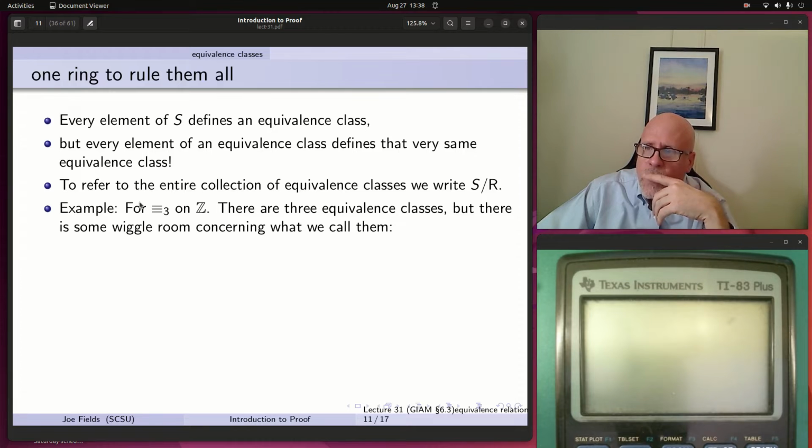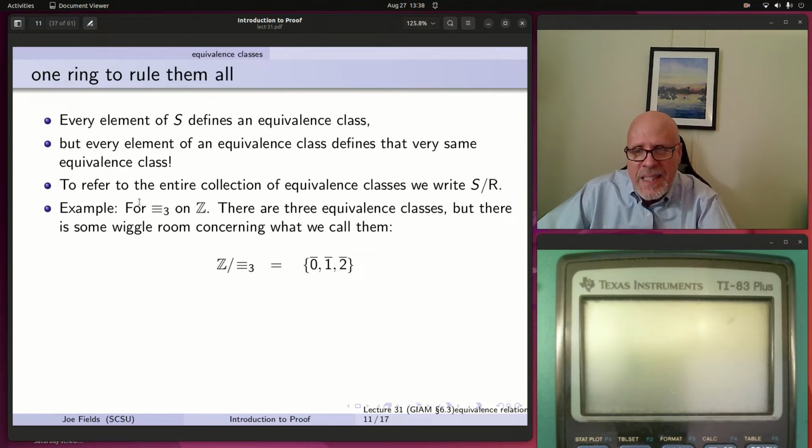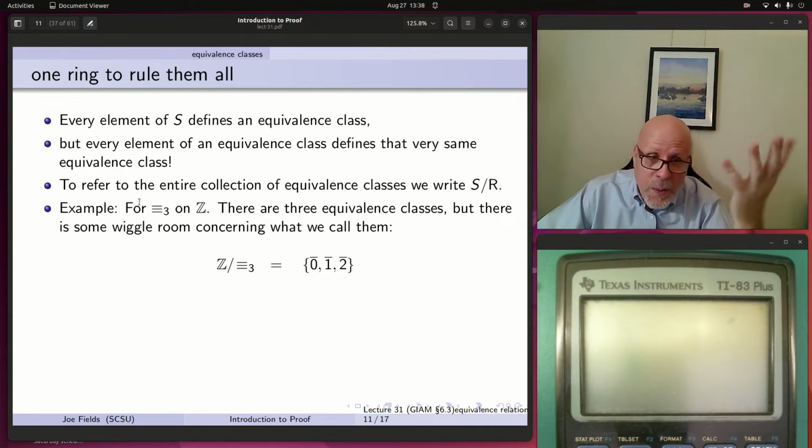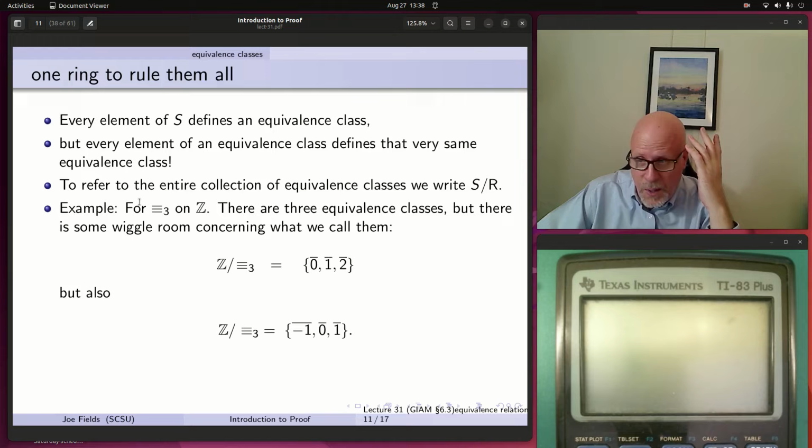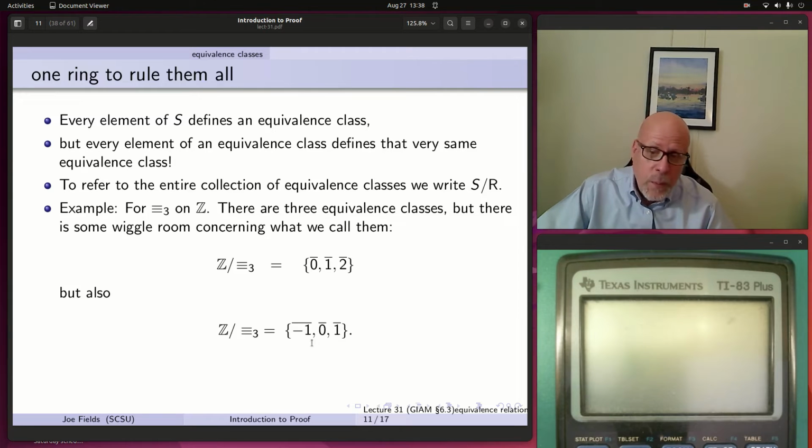For example, if we're doing the mod 3 equivalence on the integers, there are 3 equivalence classes. There's some wiggle room, I like that phrase, concerning what we call them. You could say Z modulo equivalence mod 3 is the set with the 3 equivalence class possibilities, 0 bar, 1 bar, and 2 bar. You could also say it is -1 bar, 0 bar, and 1 bar. These are both great choices.